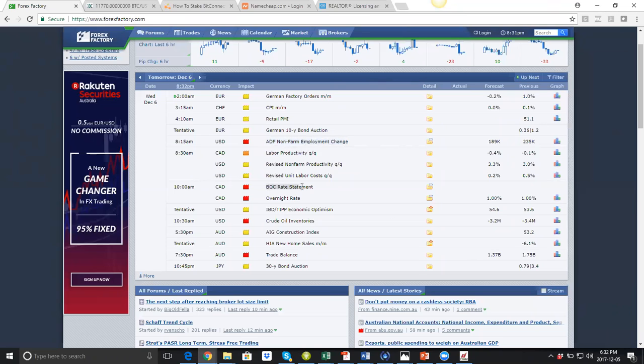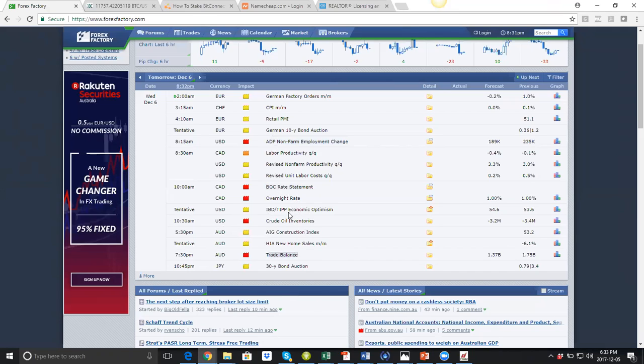And then Bank of Canada rate statement. Again, we're not expecting an increase in the interest rate. However, we do need to pay attention to what the Bank of Canada says about the Canadian economy. So that will be important. And then we have crude oil inventories, which will be important for the Canadian dollar as well, and trade balance for Australia. Lots of Australian news coming out this week. So those are the key things that we have.